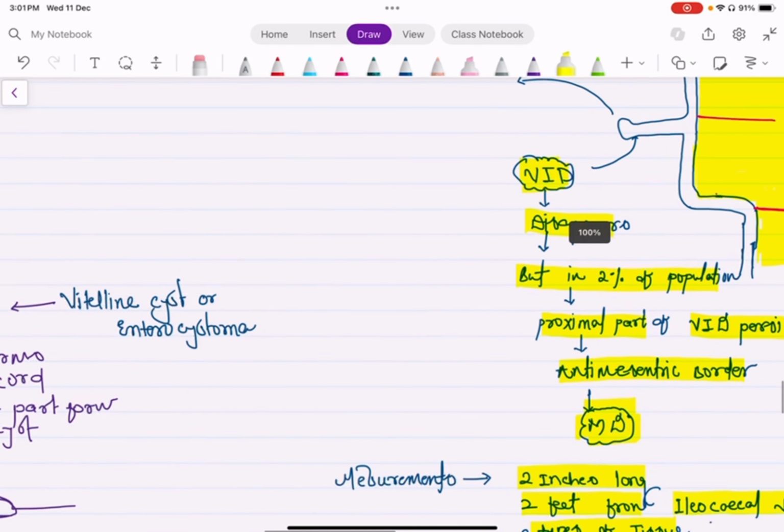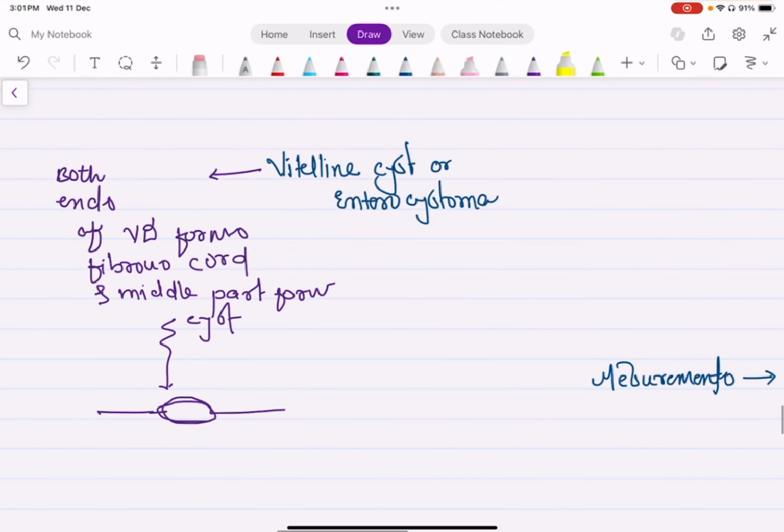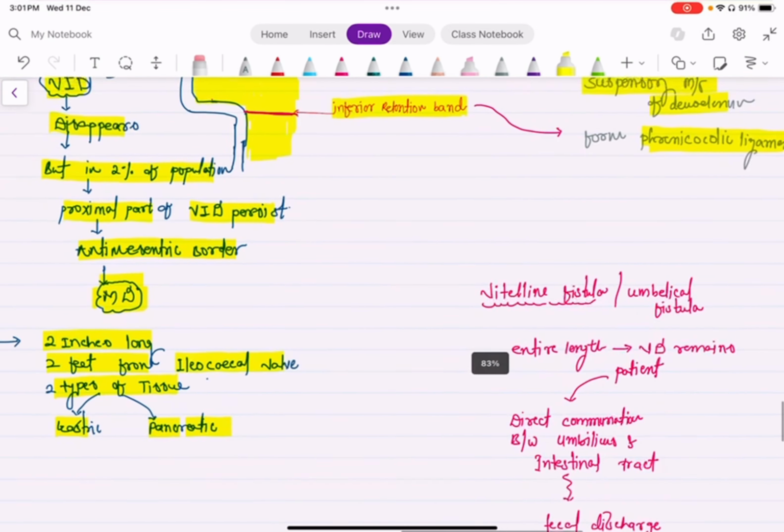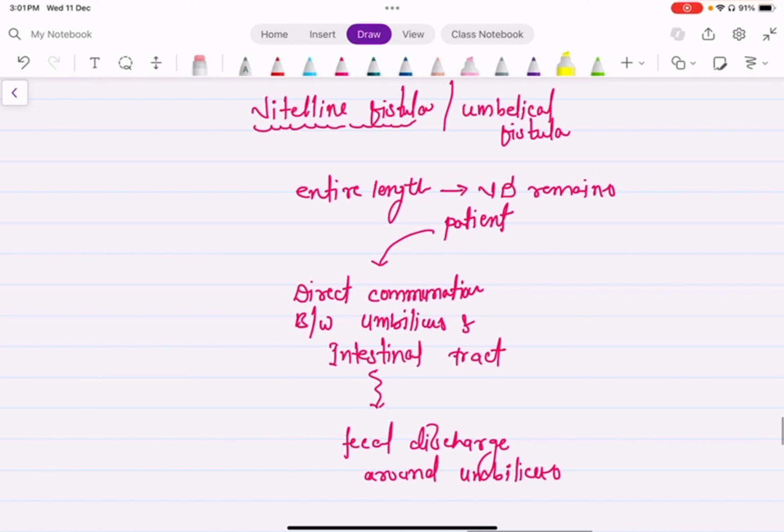Now, coming to the vitelline cyst or enterocystoma. It occurs when both ends of the vitelline duct form a fibrous cord, and the middle part forms a cyst, which is called a vitelline cyst or enterocystoma. Coming to the vitelline fistula or umbilical fistula.